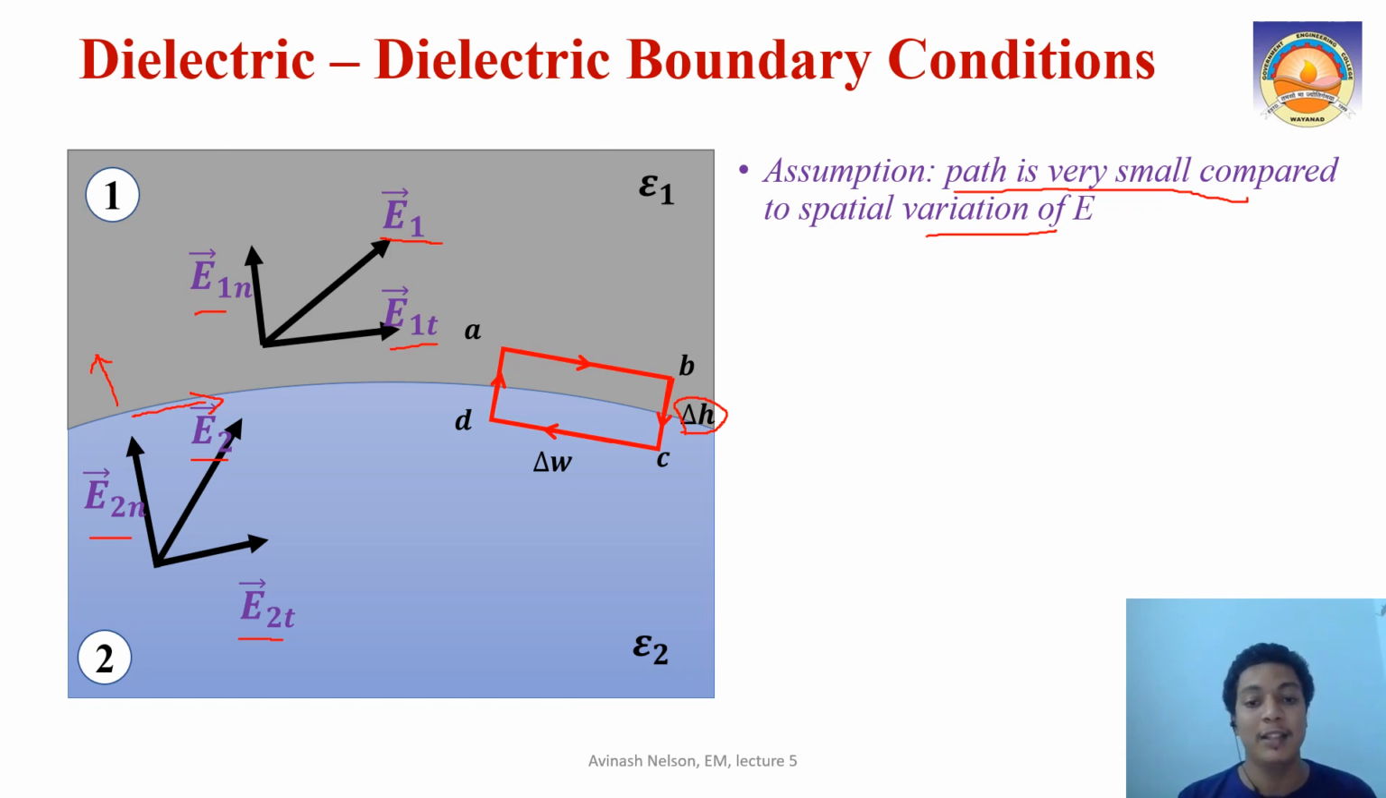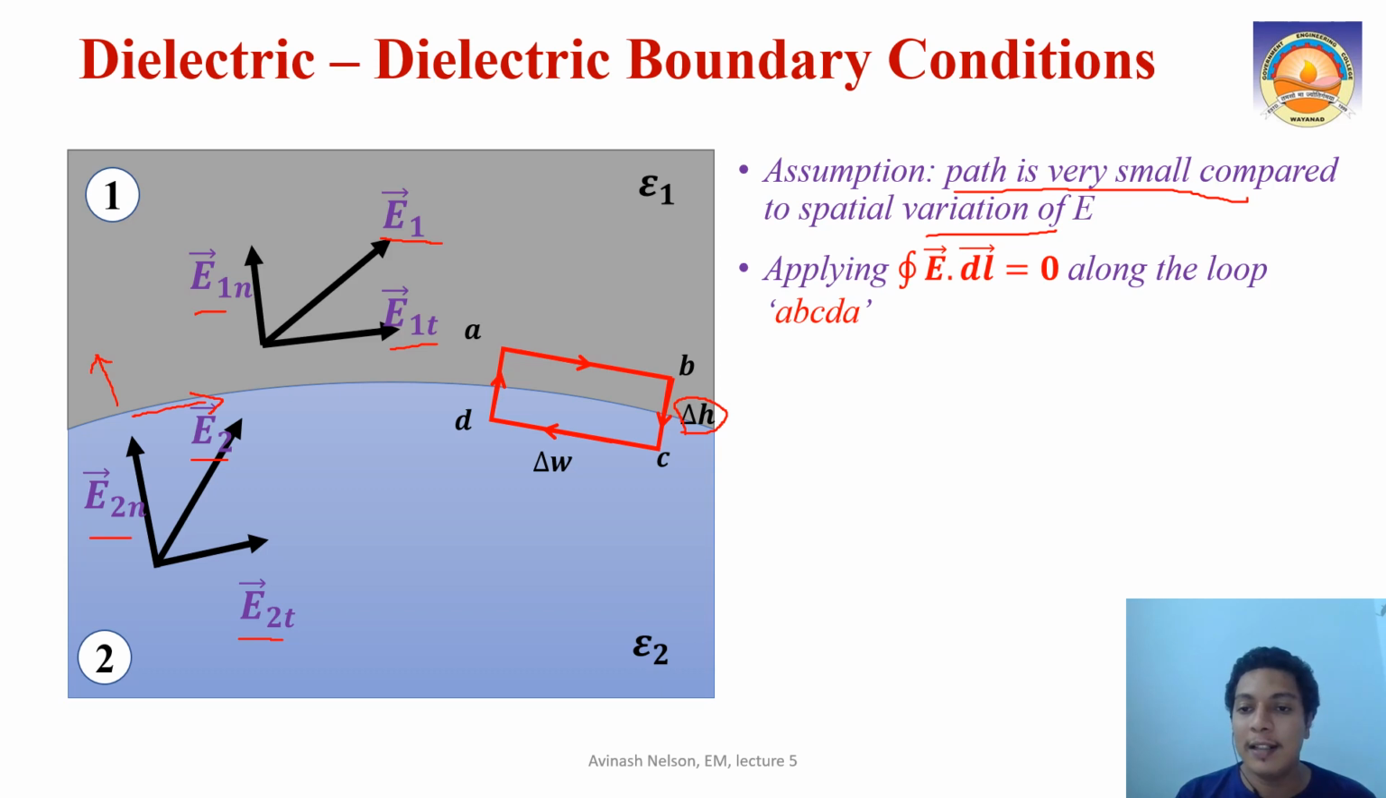That is our assumption. That assumption is valid when your box is so small, when your delta H is tending to 0. At that time your assumption is valid, and it is somewhat becoming the surface between the two media also. So now if we apply E dot dl equal to 0 along the loop A, B, C, D, A.